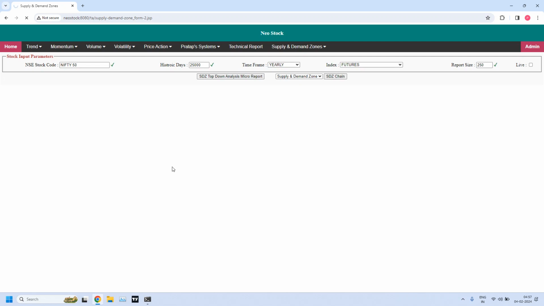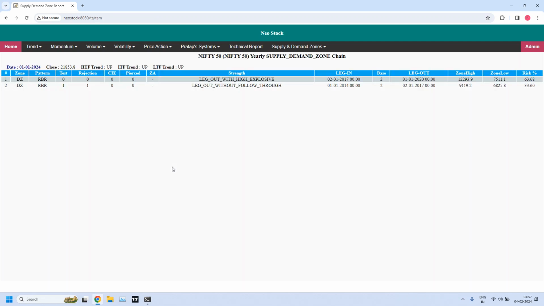At least you know where exactly the yearly zone is. So two zones are generated. Currently, these two are the only ones available as per our software. The most recent yearly zone is this demand zone. That means it is an all-time high yearly demand zone. Nifty 50 is not having a yearly supply zone, which means this is the all-time high zone. This is the leg in, two base candles and the leg out. And it is a fresh zone, not yet tested.